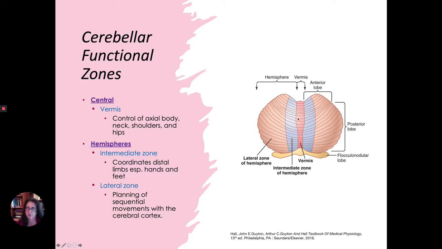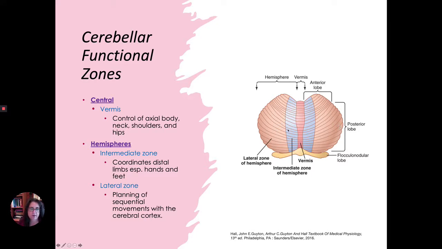These zones span both the anterior and posterior lobes. Along the center we have the vermis, and this helps to control the axial body, the neck, shoulders, and hips. If you think about those parts of your body and the skeleton and muscles that control them, this is like your background framework. This is your core that your extremities then have to depend upon to be able to do their job. You have this axial activity, and our vermis is useful for that.